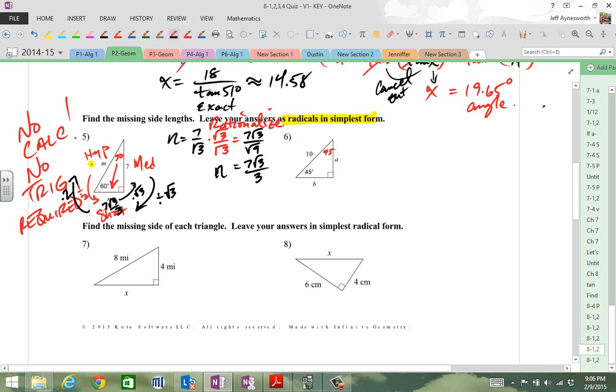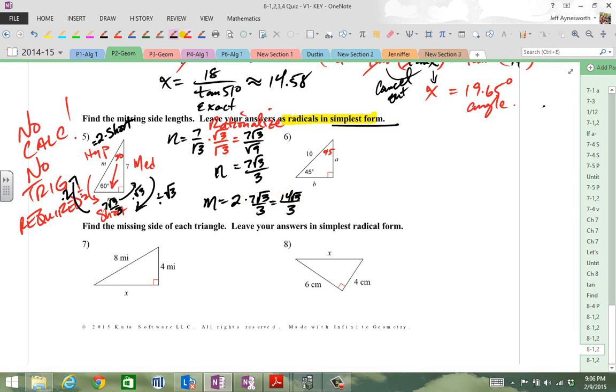Then you got to double that to get to the hypotenuse because the hypotenuse is equal to 2 times the short side. So here we go. M is equal to 2 times 7 rad 3 over 3. Well, that's simple. That's 14, right? So 14 rad 3 over 3. 14 root 3 divided by 3. 2 times 7 is 14, right? And there you go. You're done. That's called simplest radical form.